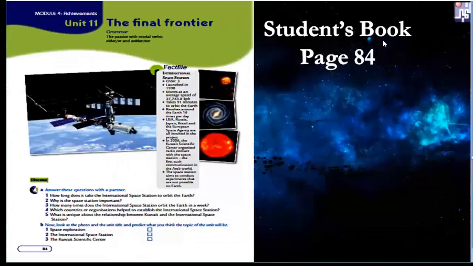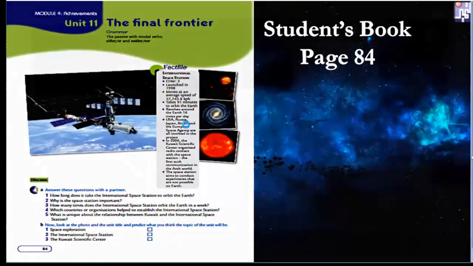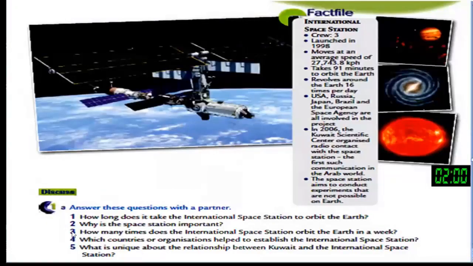Now let's go to our students book on page 84 and have a look at these questions. Have a look at this fact file. Look at these pictures. Open your students book on this page, only page 84. And here we have some questions. How long does it take the International Space Station to orbit the Earth?